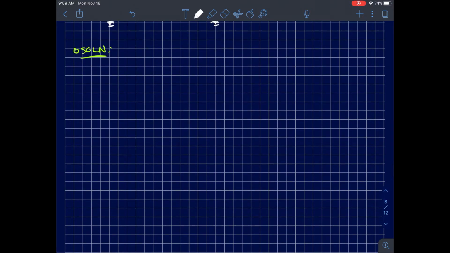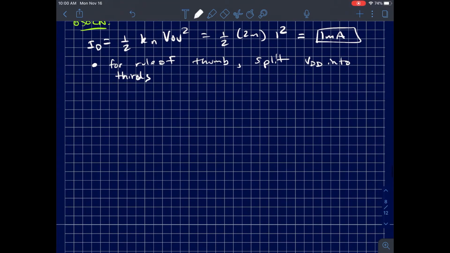To solve this, I first must find ID. ID is 1/2 Kn V overdrive squared, which is equal to 1/2 times 2 mA per volt squared times 1 squared. So ID needs to be 1 milliamp. A common rule of thumb for designing an amplifier is to try to evenly split the DC voltage across the drain resistance, source resistance, and MOSFET itself. So for the rule of thumb, let's split VDD into thirds. That means that V drain should be equal to 8 and V source should be equal to 4 volts.